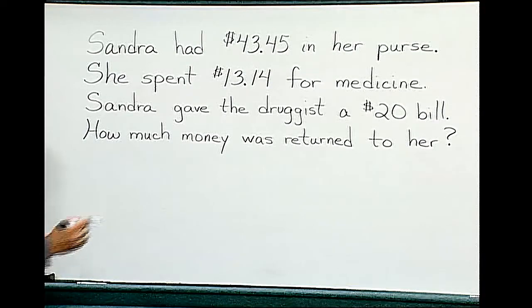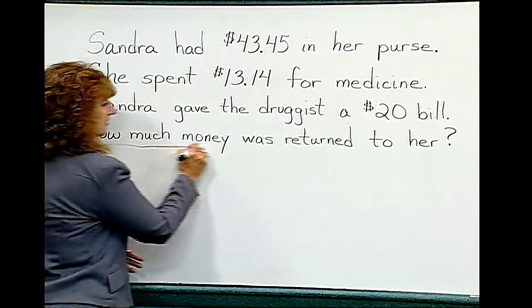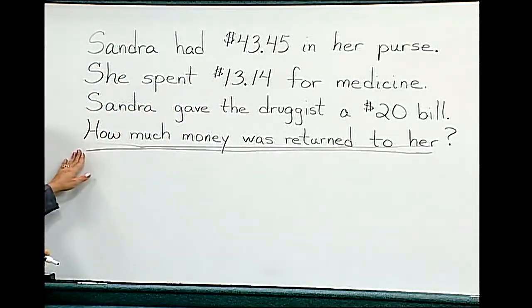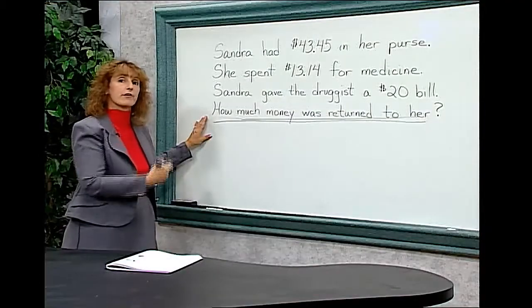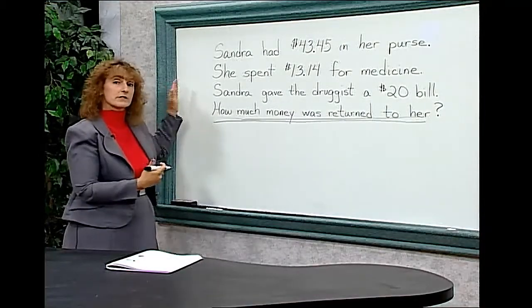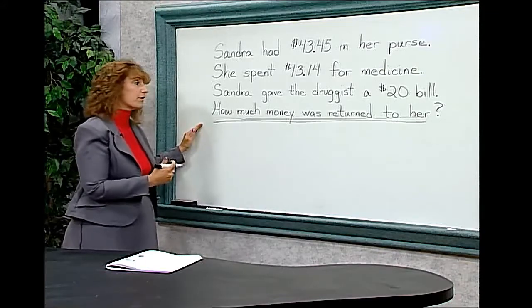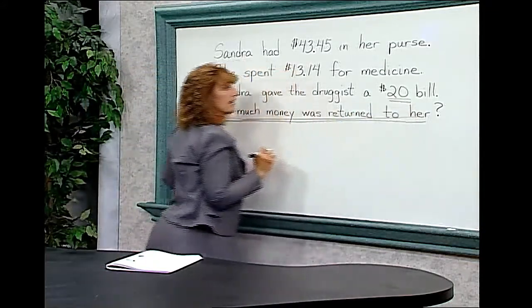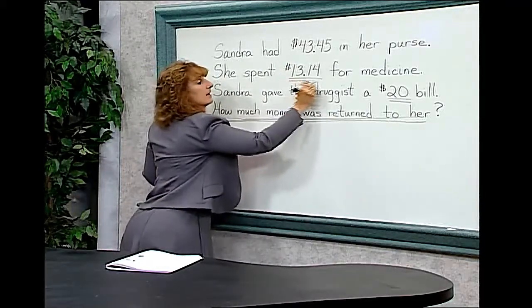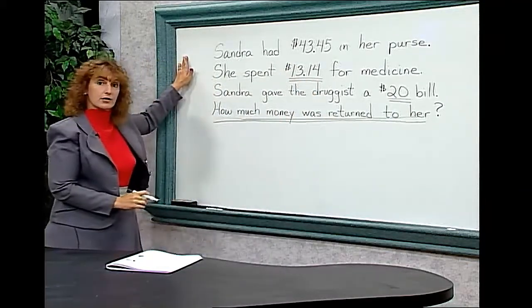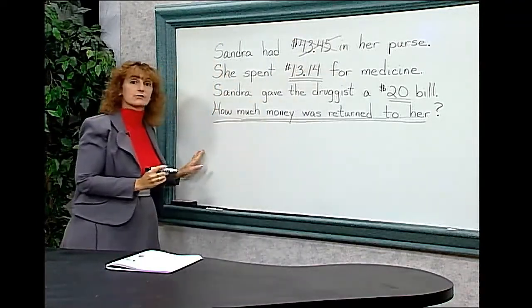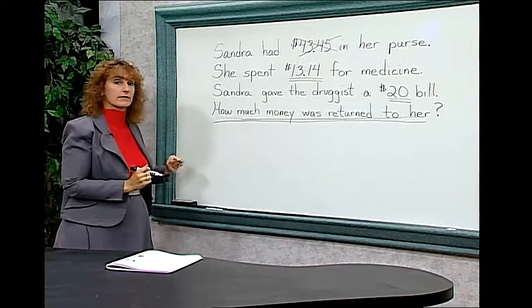First, let's underline the question so we know what's being asked. How much money was returned to her? We need to know how much money was returned to her from the druggist, not what was left in her purse. So the important information is how much money she gave to the druggist and how much she spent. The money that Sandra had in her purse is not important to this problem. We cross it out so that we're not confused later on.